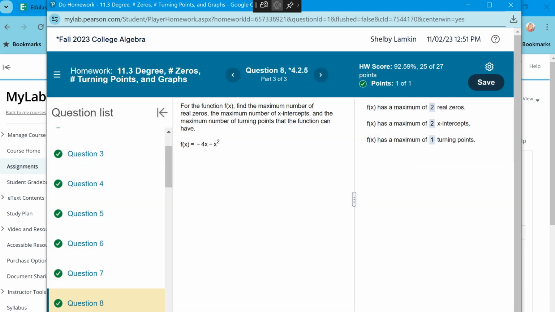For this function, find the maximum number of real zeros, maximum number of x-intercepts, and the maximum number of turning points. This one is degree 2. Even though it's not the leading term, it's still its highest power. So it has a maximum of 2 real zeros, 2 x-intercepts, and only 1 turning point.